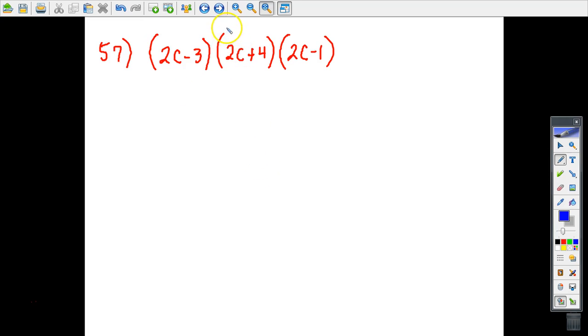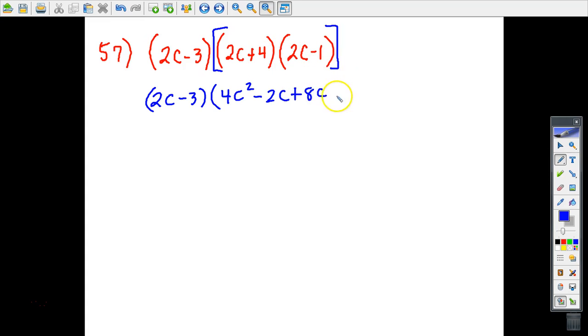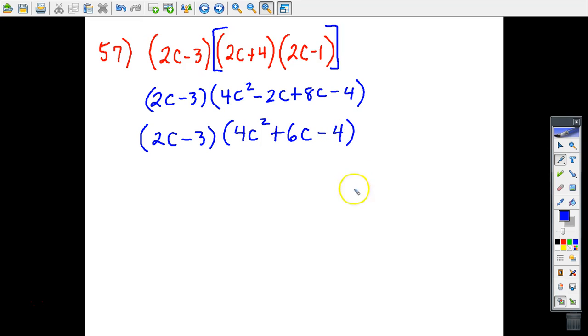All right, let's just try one more. Really, there are a couple of different ways you can do this. I'm going to bracket these two binomials together, and I'm going to use FOIL on these two that I have in blue brackets. So 2c times 2c is 4c squared. 2c times negative 1, 4 times 2c, 4 times negative 1. And then I'll just carry it down one more step, combining like terms: 4c squared plus 6c minus 4.